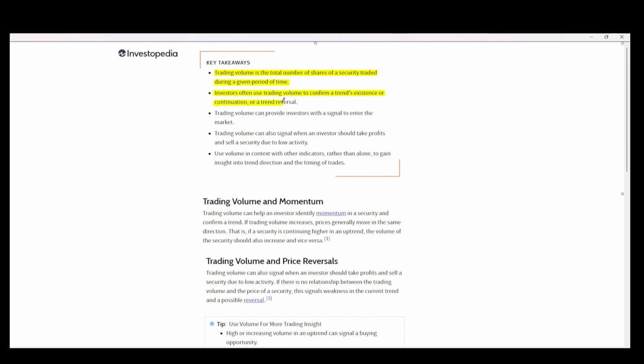Now, investors often use trading volume to confirm a trend's continuation or possibly a trend reversal. And this is the one that most traders are taught by their mentors. And this is when you have buy the breakout. Then of course, mentors also talk about taking profits when you have low volume and increasing price, because that's divergence. And then the last key takeaway is use other indicators as well.